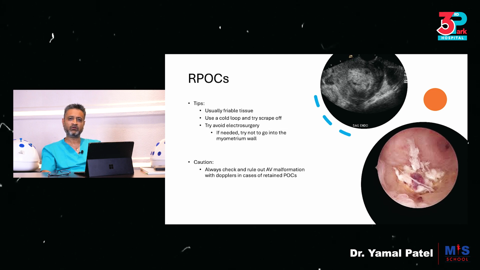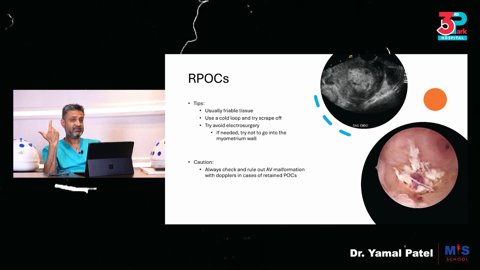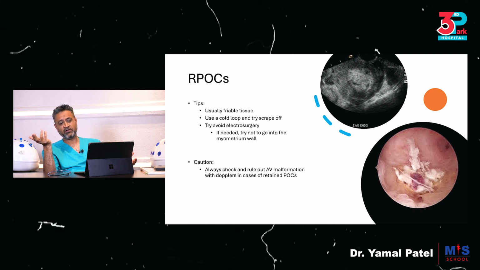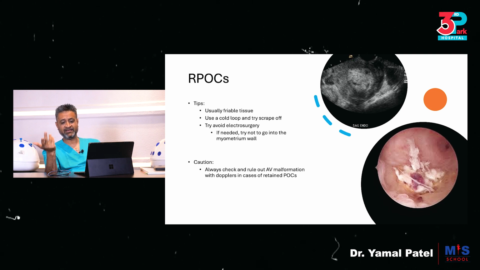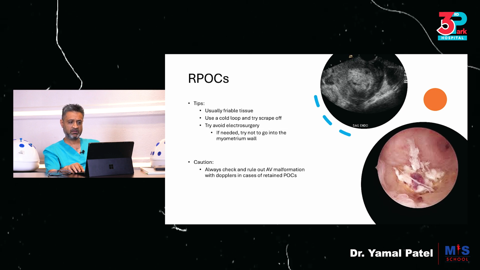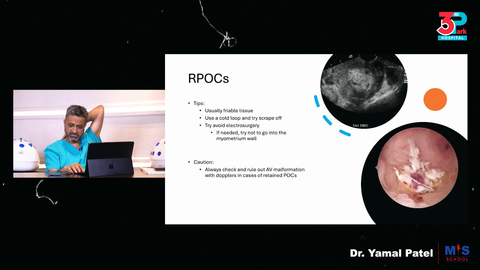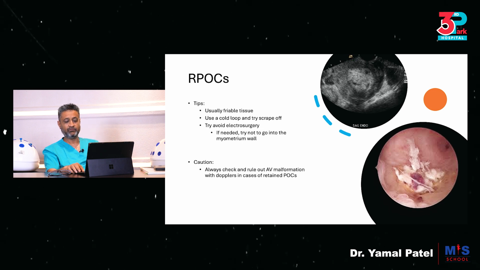So preferably use a cold loop, scrape it off, and separate it away, and then use the regular way of clearing it from the cavity, with either a suction cannula or letting it flow out with the hysteroscope, which is acceptable. Caution: always check and rule out an AV malformation with prior Dopplers in cases of retained products of conception, as this could lead to a massive bleed when you open these vascular channels up inside the cavity.